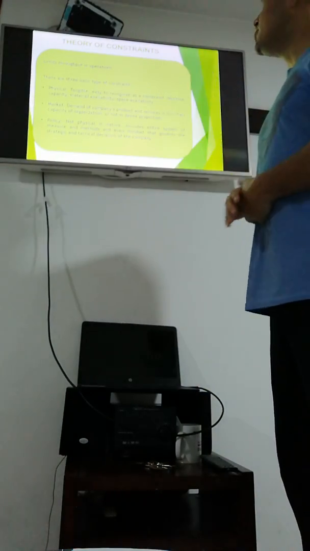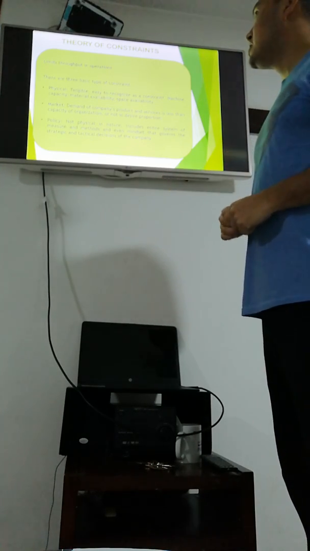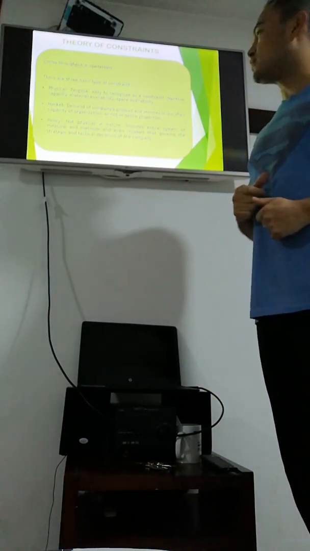The theory of constraints limits throughput in operations. A constraint is a barrier. It's a thing that doesn't allow the process to flow in a good way. And there are three basic types of constraints.